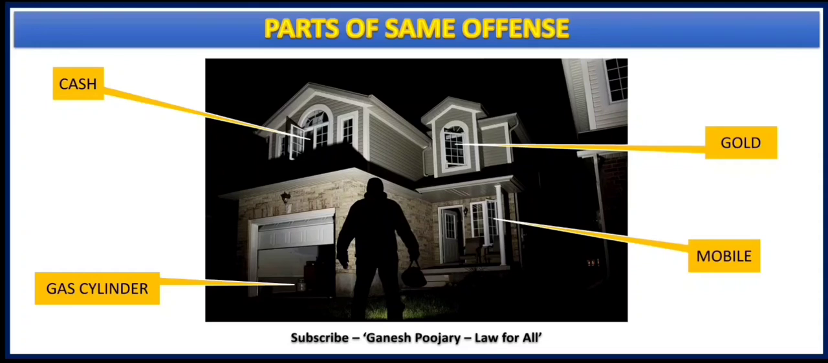What is he committing there? He is committing theft under section 378, but for him there will not be different punishment for committing theft of cash or theft of gold, theft of mobile or theft of gas cylinder. The entire offense will be seen as one, and whatever he has committed inside the home, they were the different parts of the same offense, which is theft, and he will be punished accordingly. That is what you need to understand when we say parts of the same offense. Now, what are different offenses? Let us try understand with the continuation of the same image in my next slide.